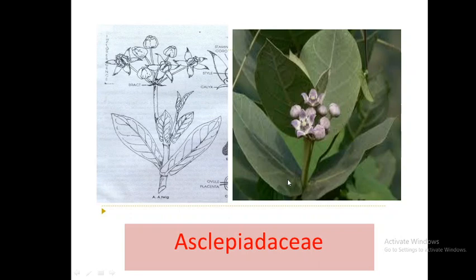Now, stem. Stem in this family is erect, branched and woody in lower portions. The vascular bundles are bicollateral and the plants contain a milky juice present in branching laticiferous tubes.